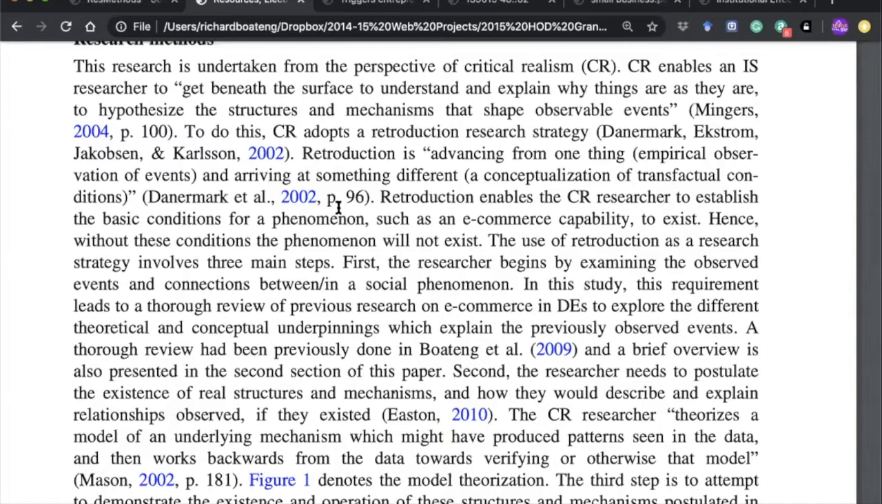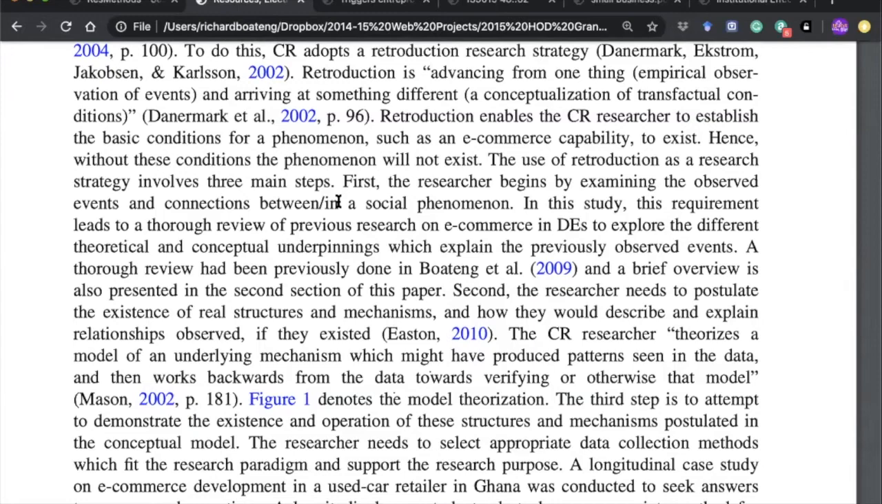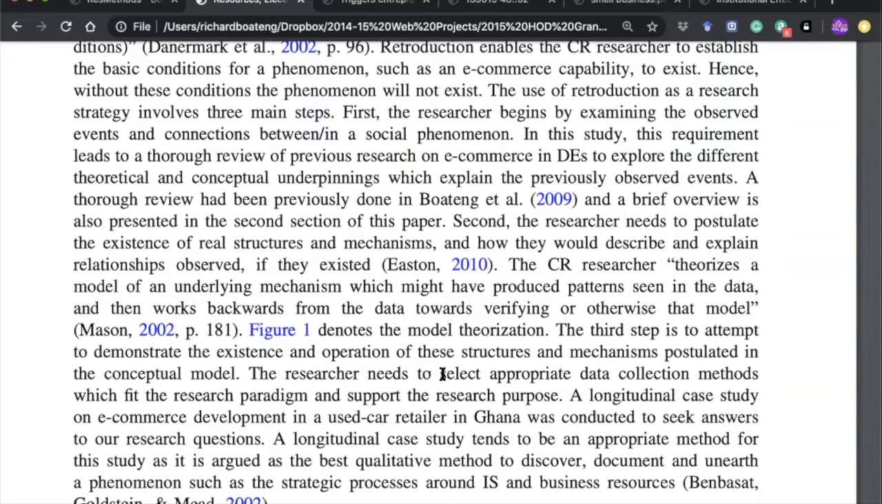Second, the researcher needs to postulate the existence of real structures and mechanisms and how they would describe and explain relationships observed if they existed. The researcher theorizes a model of the underlying mechanism which might have produced patterns seen in the data, then works backwards from the data, verifying or otherwise that model. So figure one denotes the model theorization. That means you have to develop a model that talks about how the thing occurs in real life. Then you work back from the data to check whether it works. So retroduction is like going forward and coming back.